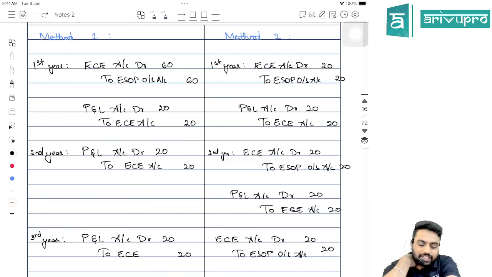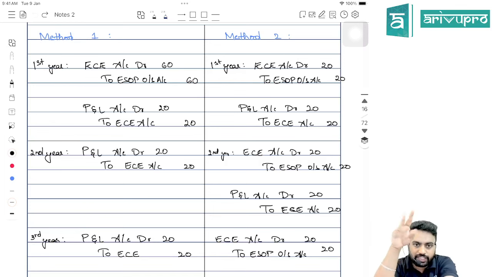So see, first year what is happening? There is a liability of around 60 in terms of provision. At the same time there is a fictitious asset of around 40. Because 60 you debited, 20 you credited, ECE 60 you debited, 20 you credited. So there is a balance of 40. So 20 will be the net provision in the first year. Provision side 60, liability side 60, asset side 40.